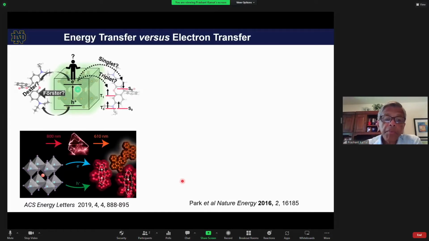Okay, so now coming back to energy transfer versus electron transfer. We are going a little deeper now. You have this semiconductor nanocrystal, and it's very easy to say, okay, we are transferring energy. But what are we transferring? Are you transferring singlet energy or triplet energy? Is it a Dexter mechanism or a Förster mechanism? All these questions suddenly arise. So that's what I'm trying to give you a glimpse of, and how we can address them.